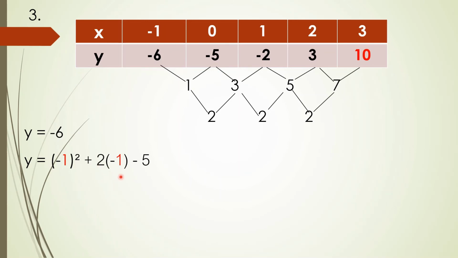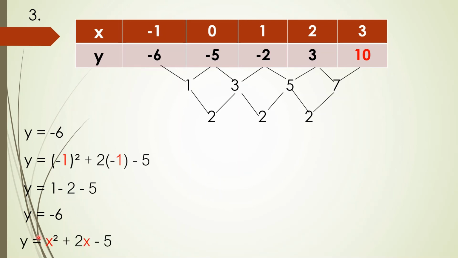Magta-trial and error tayo dito. So, 2 times negative 1 is negative 2. Kapag negative 2 plus 1 is negative 1. Tapos, yung negative 1 mo, paano magiging negative 6? So, maglalagay ka ng negative 5. Magko-combine ka ng negative 5 para maging negative 6. Okay, look at this. Negative 1 times negative 1 is 1, minus 2, minus 5. So, ang y natin is negative 6.